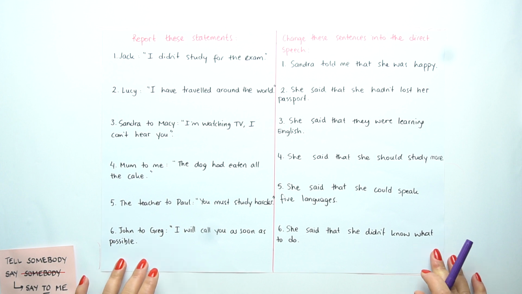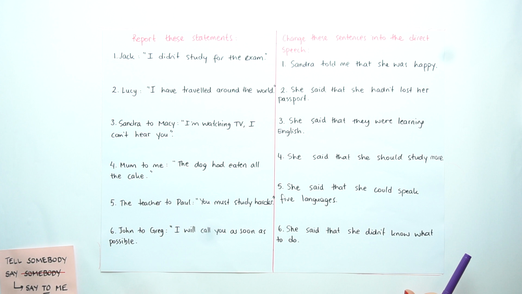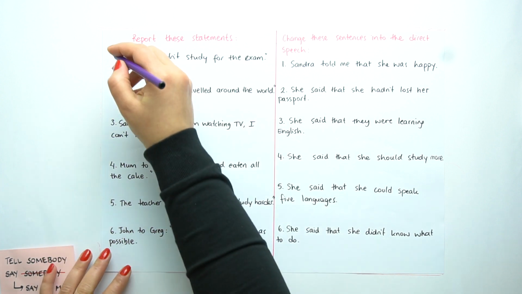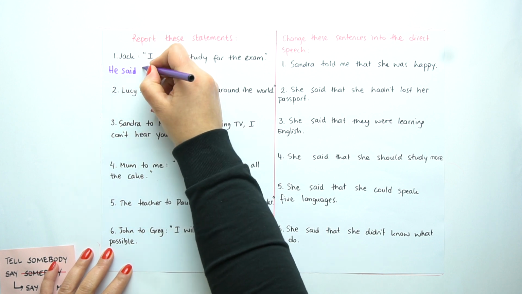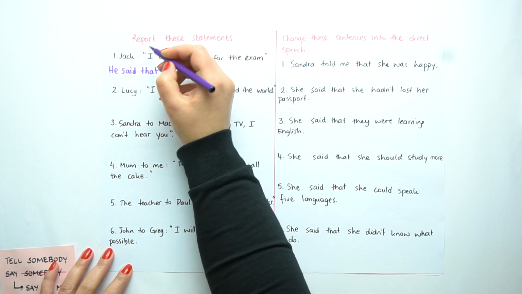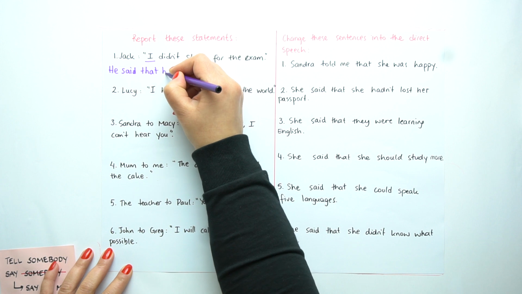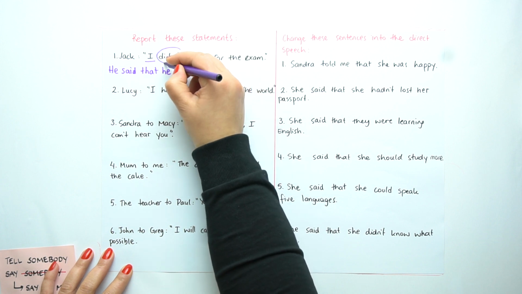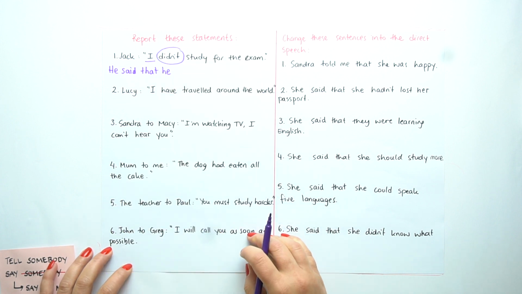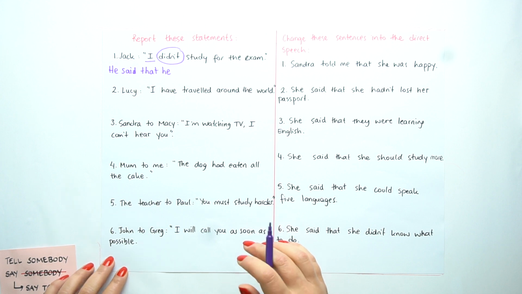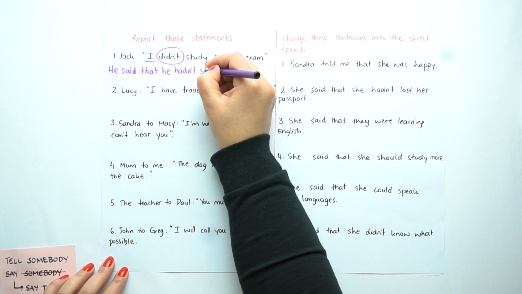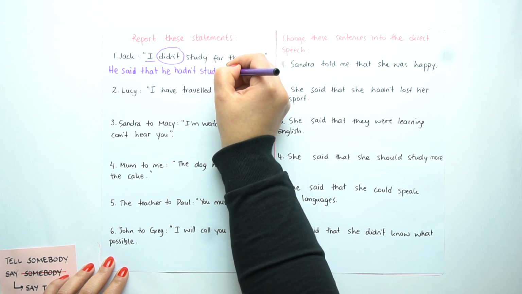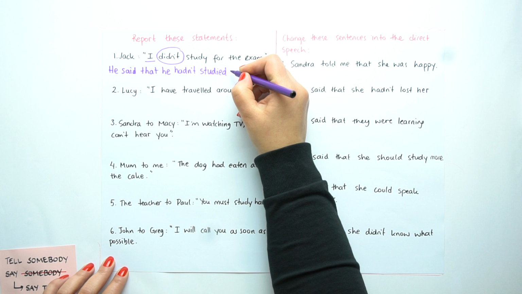Look at the first one. Jack says, I didn't study for the exam. He said that... Remember? Well, this is past tense, and past tense becomes past perfect. So we say, he hadn't studied for the exam.